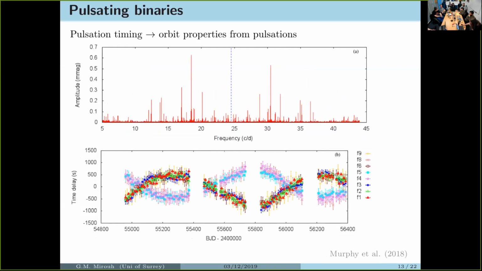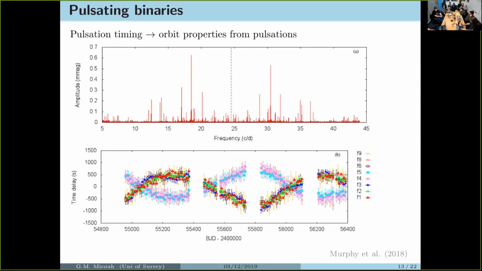And then you have pulsation timing. Here you have some kind of synergy between the pulsations and the orbit, because what you get is time delays in your pulsation due to the changing distance of the stars with respect to you. And this time delay you can actually measure. It's the y-axis on the bottom plot here.